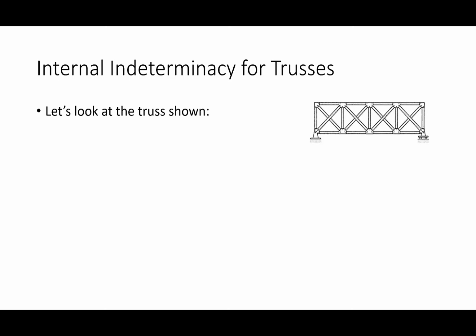Would you have any problem computing the support reactions? Support reactions should be pretty easy. We have two support reactions over here, one support reaction over there. We can just apply equations of equilibrium, no problem, okay? So how would you start the method of joints analysis? Let's start doing this. Let's just label these.